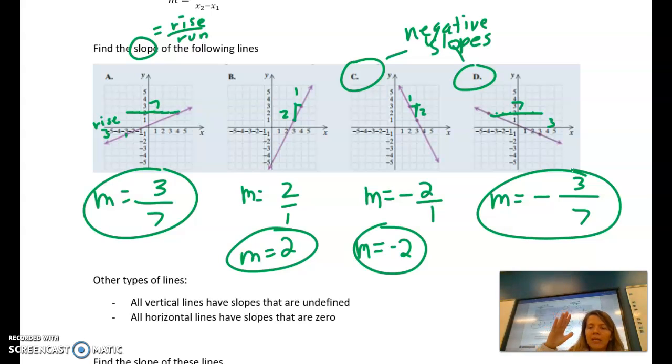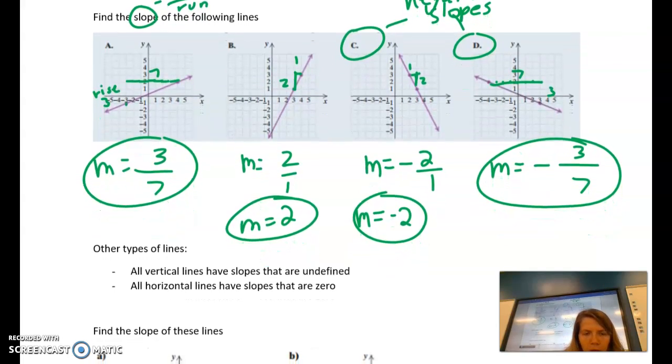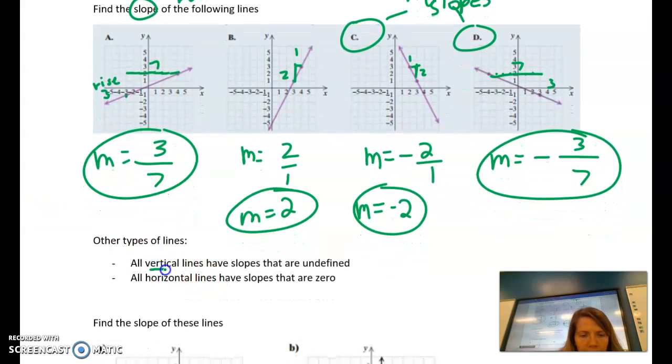All right, so notice we just talked about slopes of lines that are positive because they're going up and negative because they're going down. But there are other types of lines. All vertical lines have slopes that are undefined because with a vertical line, there is no run. And if there is no run, that means the run is 0, and you can't divide by 0. All horizontal lines have slopes that are 0 because you are on a flat plane here.